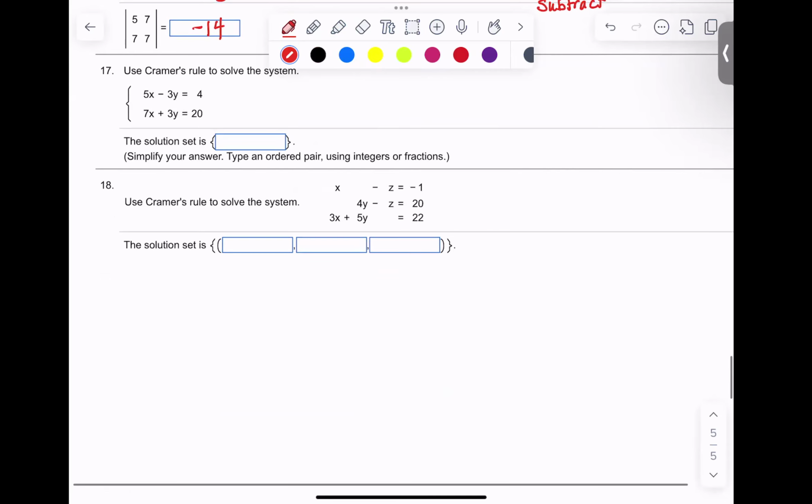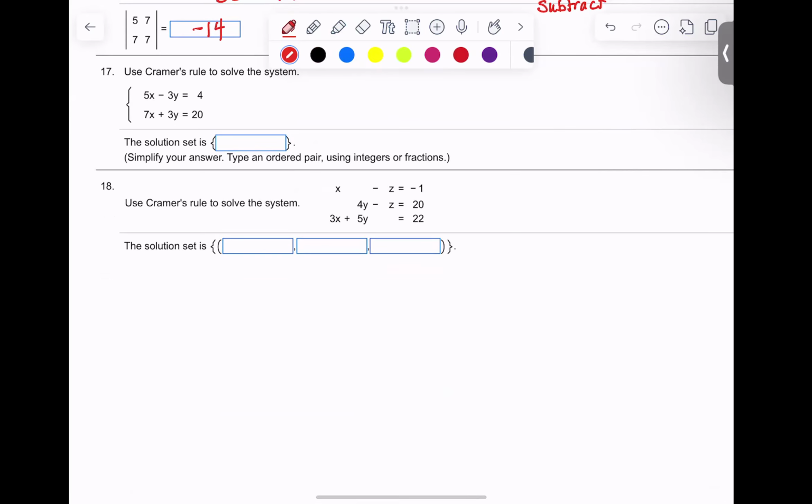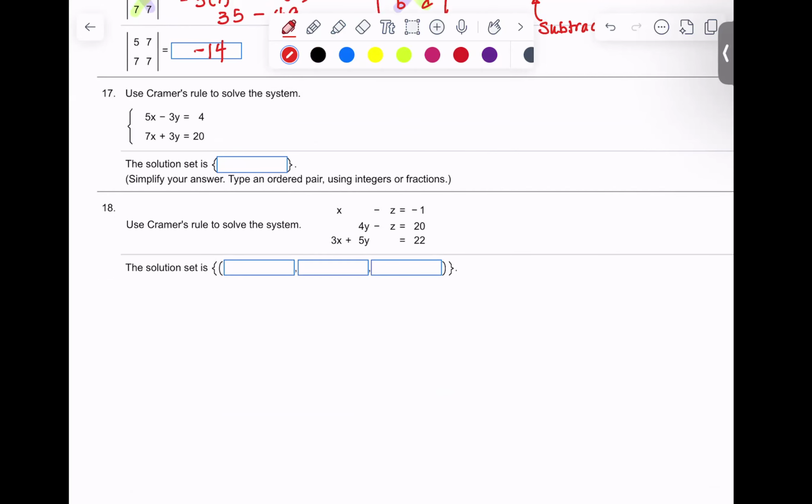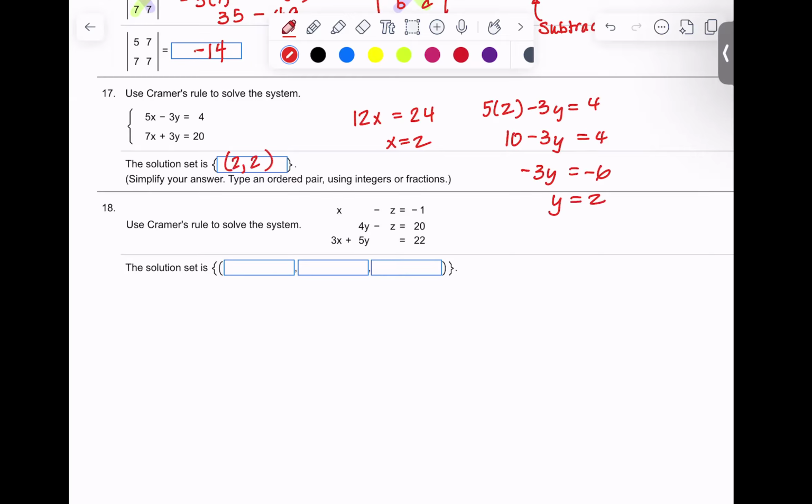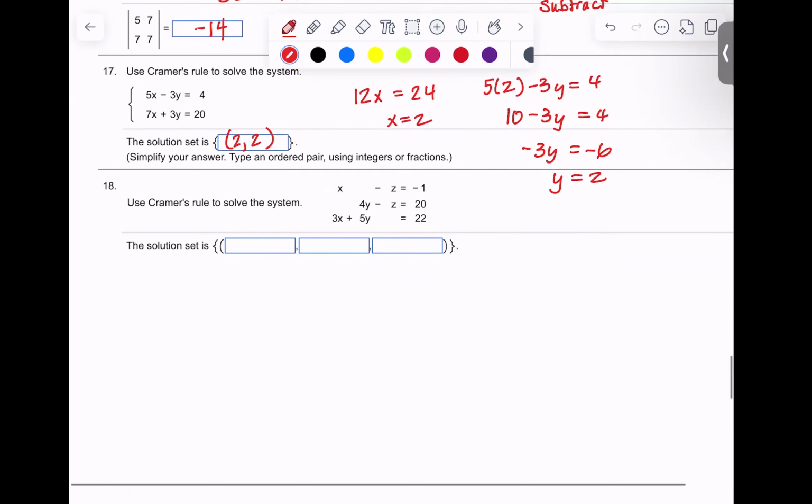All right, use Cramer's rule for the next two problems. I don't care if you don't use Cramer's rule. Looking at that first system of equations, problem 17, I could just add those two together. X is 2. And y would be what? 5 times 2 minus 3y is 4. 10 minus 3y is 4. -3y is -6. Y is 2. So I could do that in a matter of seconds, not using Cramer's rule, just using addition. But let's go ahead and review Cramer's rule.